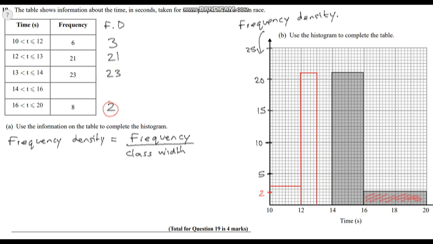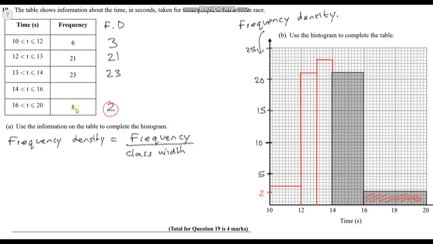So the 13 to 14 category, frequency density is 23. So we're going to have to go up. So that's 22. That's 23. And let's go along. Apologies if I'm taking a bit of time over this. It's just I'm a bit slow with the line tool. Okay. And that's it, because the other ones are already done. So we have done part A.